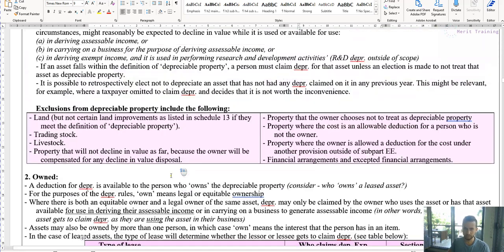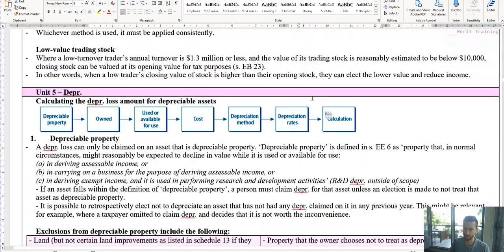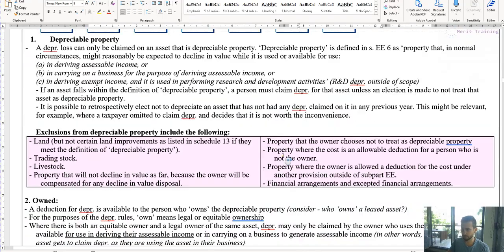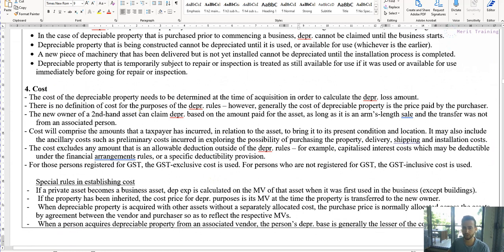So the next step in the flowchart is cost, and we need to know cost because it is going to impact our depreciation calculation. In essence, the calculation of depreciation is just your cost times your depreciation method, times your depreciation rate. To know what your depreciation rate is, you need to know what your depreciation method is, so we'll cover those shortly. But in terms of the actual cost, it's not as simple as saying we paid 100 grand for the asset, therefore the cost is 100k, because there are a bunch of different issues that you'll come across in reality.